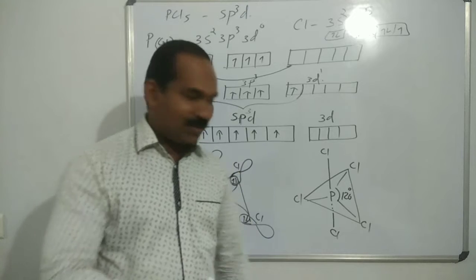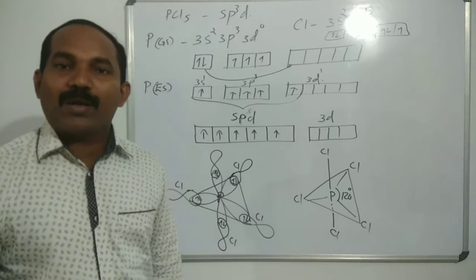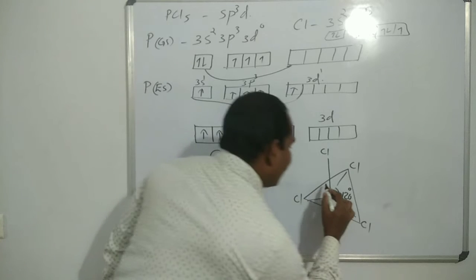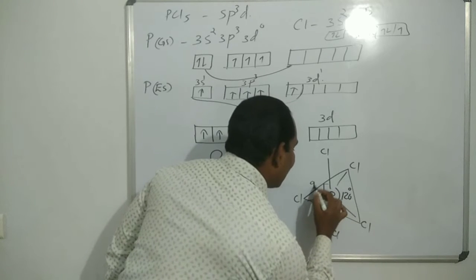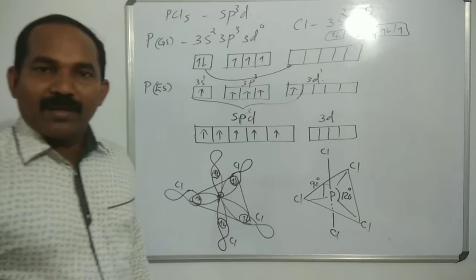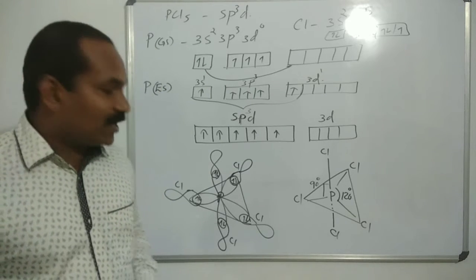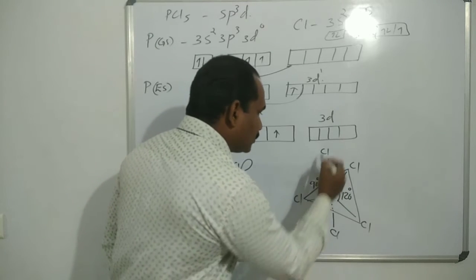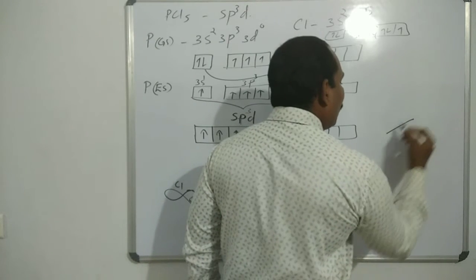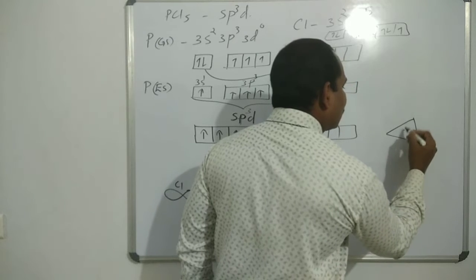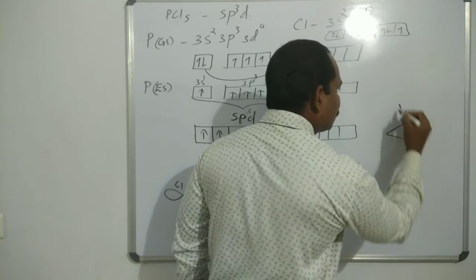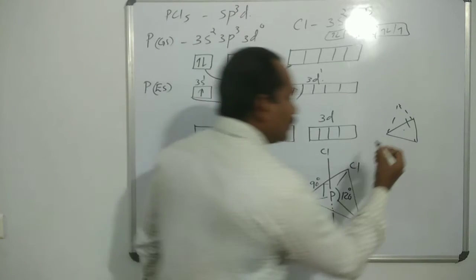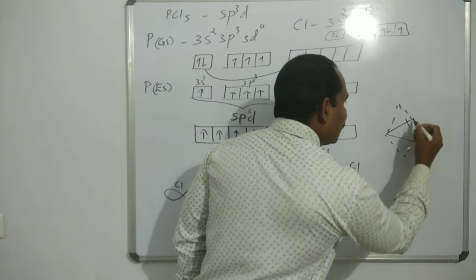You remember that: all the equatorial bond angles are 120 degrees, and the axial bond is 90 degrees. So, by joining these points, we get one pyramid above the plane, and the other pyramid below the plane.